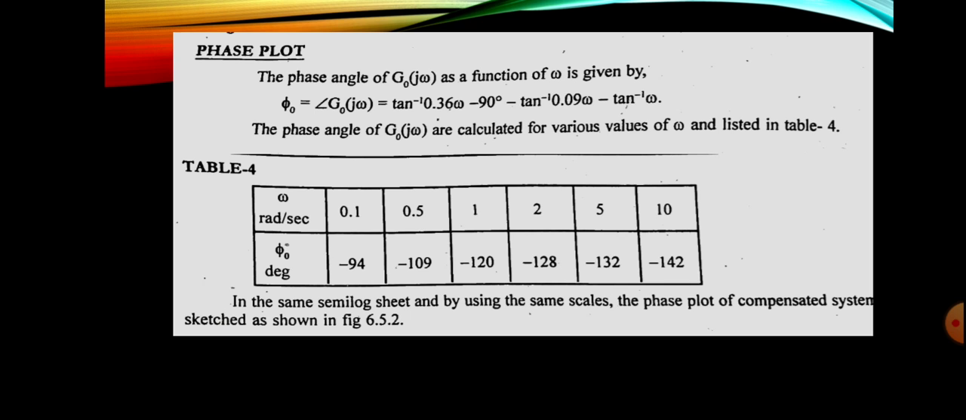And the next value, for 0.5, is minus 109. See, this is 0.1 and this is 1. Therefore 0.5 will be here. This is 1, this is 0.1, this is 0.2, 0.3, 0.4, 0.5 will be here. And for 0.5, what is the value? It is minus 109. That is, this value will be in between minus 100 and minus 120. So this is the value.